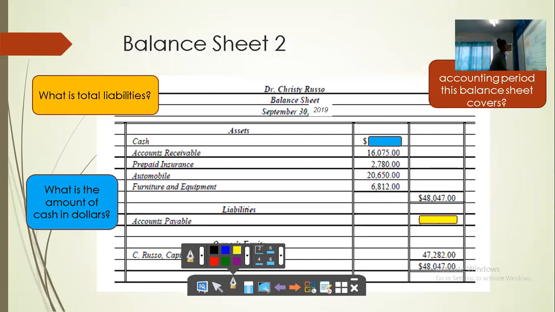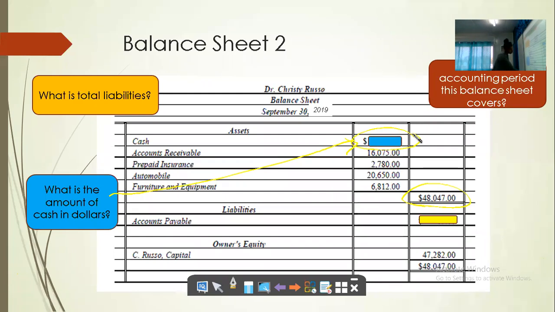Question two, blue question. What is the amount of cash? What's the amount of cash available in that company? We already have the total asset value. What should we do? We're trying to find the cash. Add everything else and minus it from the total. Well done.